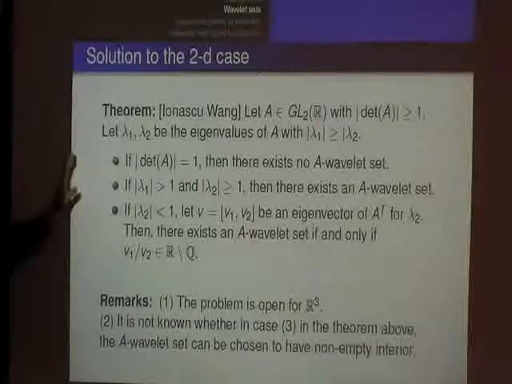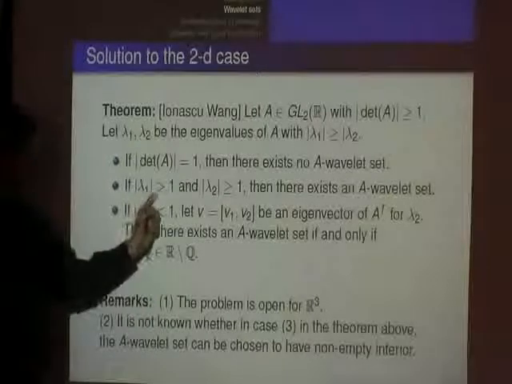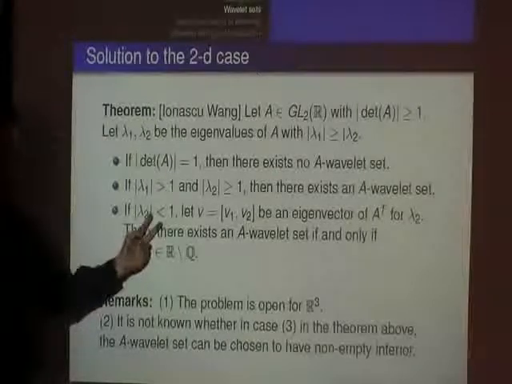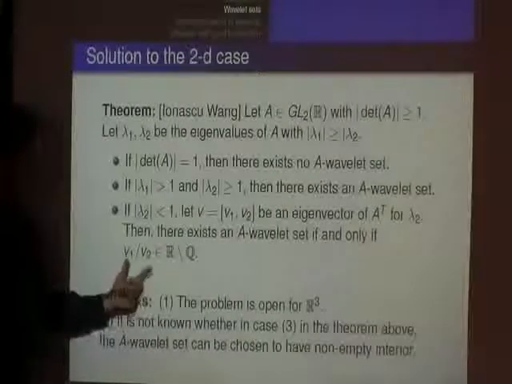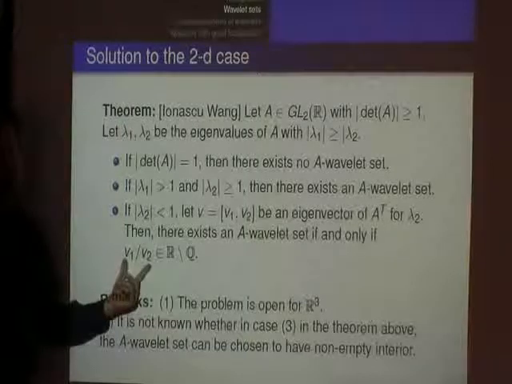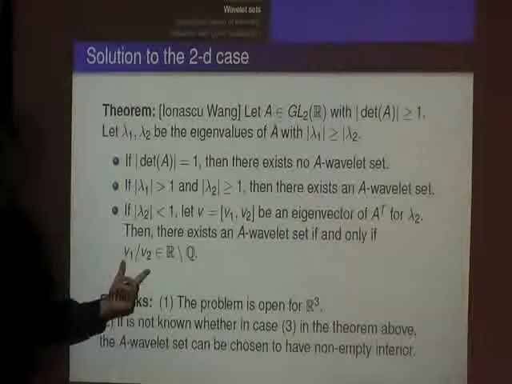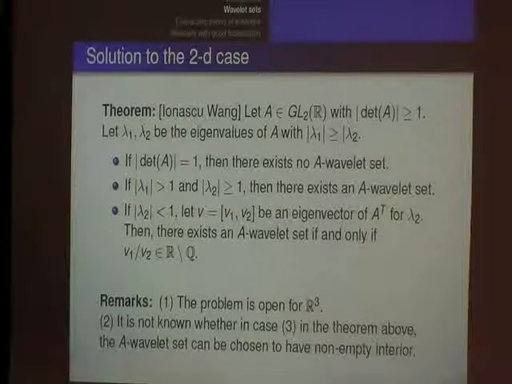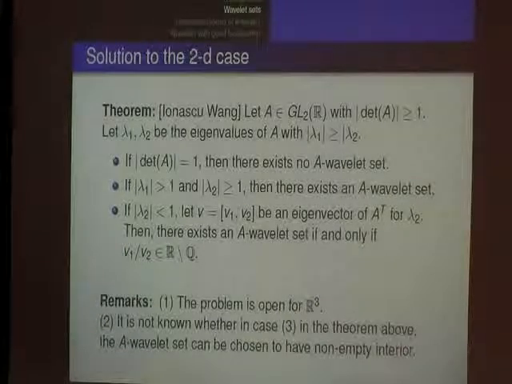Right. And it's exactly what we were talking about. So the tricky part was when you have one eigenvalue bigger than 1 and one eigenvalue less than 1. And there, it's exactly if the slope of the eigenvector is irrational. Right? That's exactly the condition you need in order to construct the wavelet set.